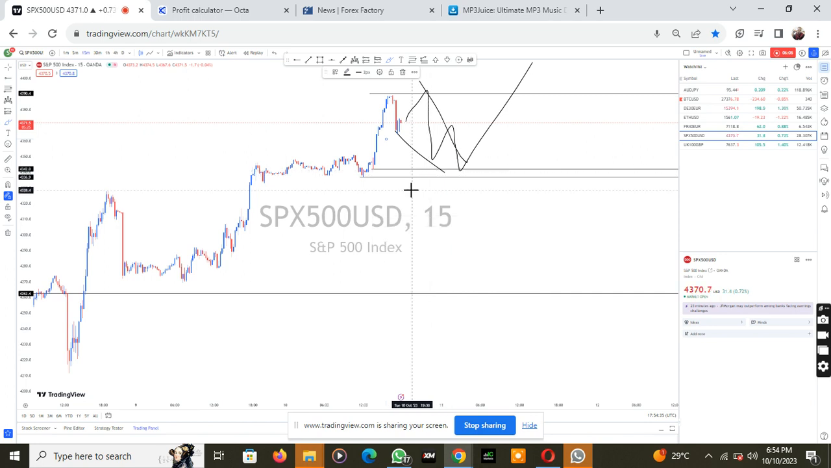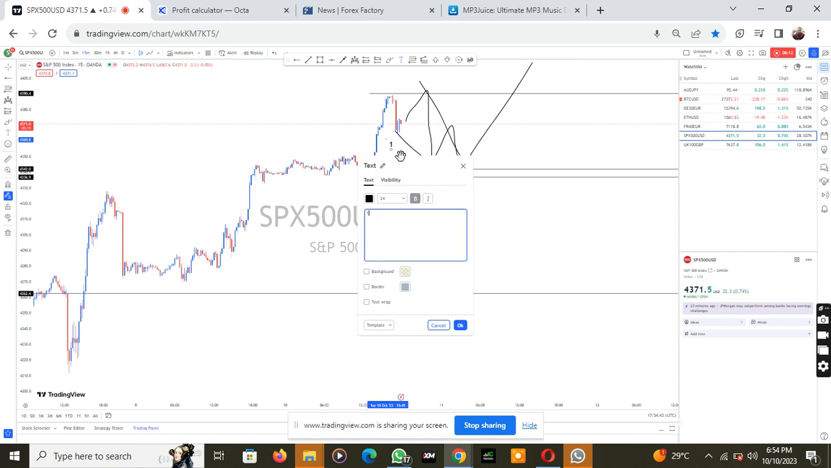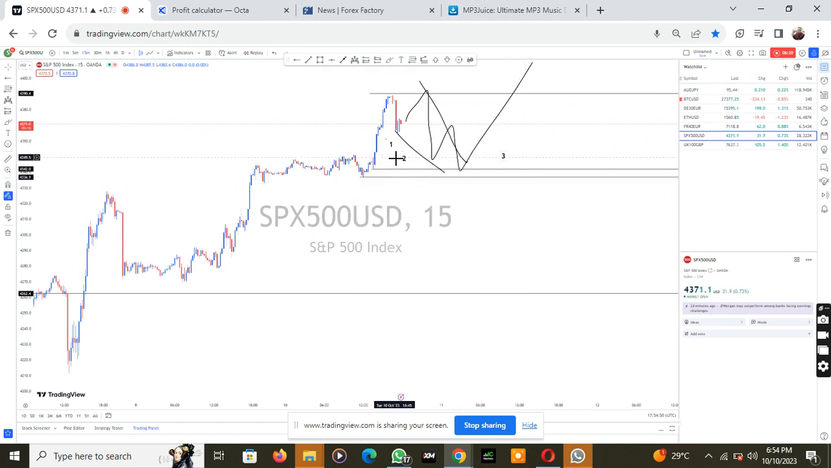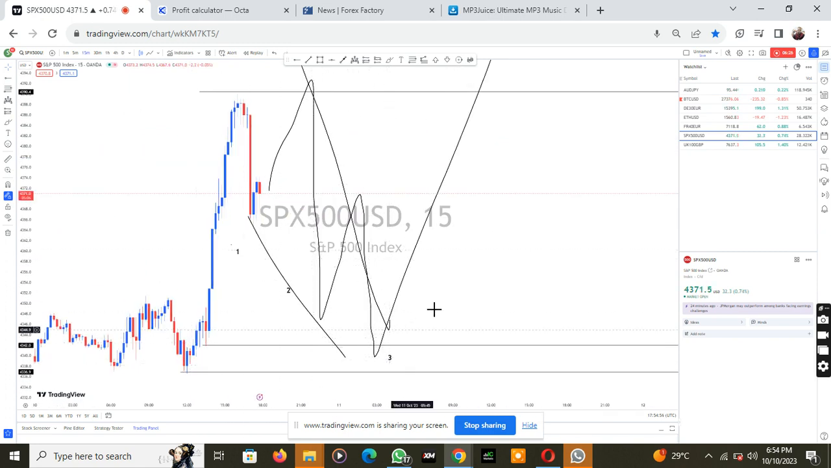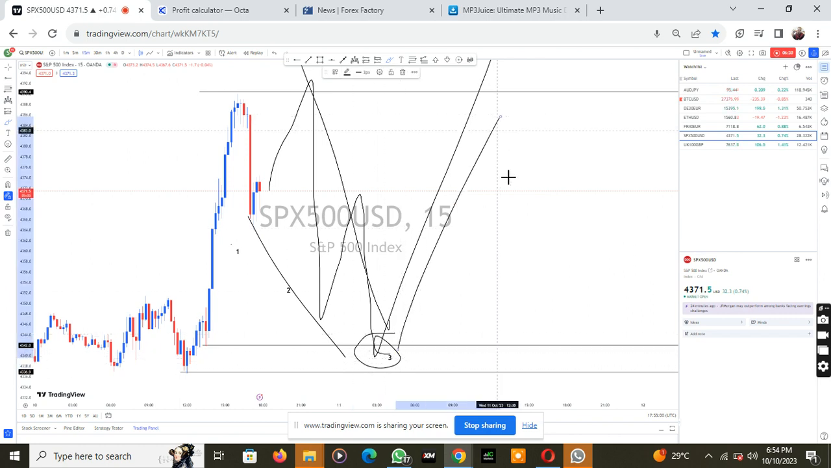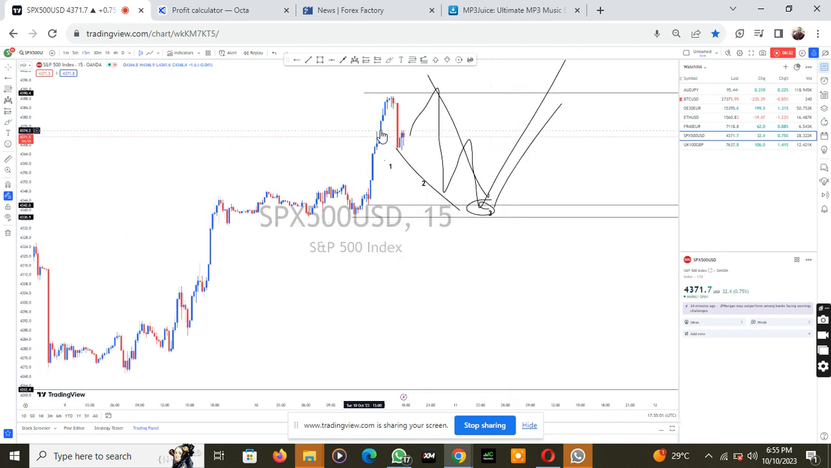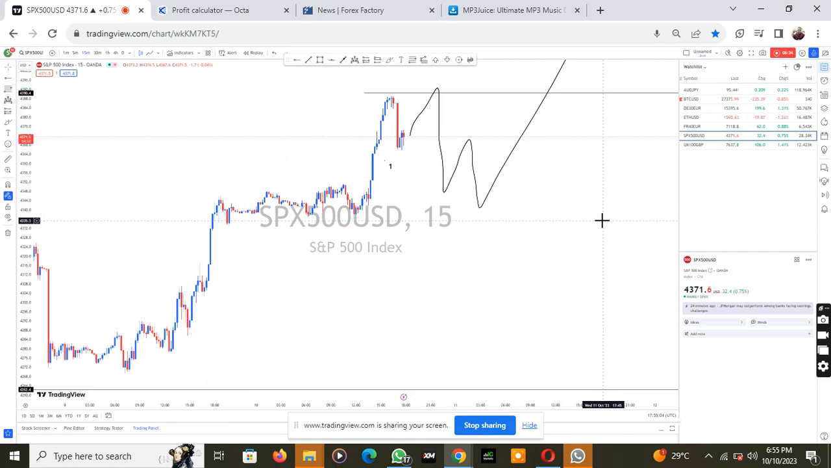One, sorry guys, this is a 1, 2, 3. All right. We're looking for a 1 to 3 structure. Immediately we get the 1 to 3 structure at this level now, once it gives us a 1 to 3 structure, we go for buys. So guys, that is it.